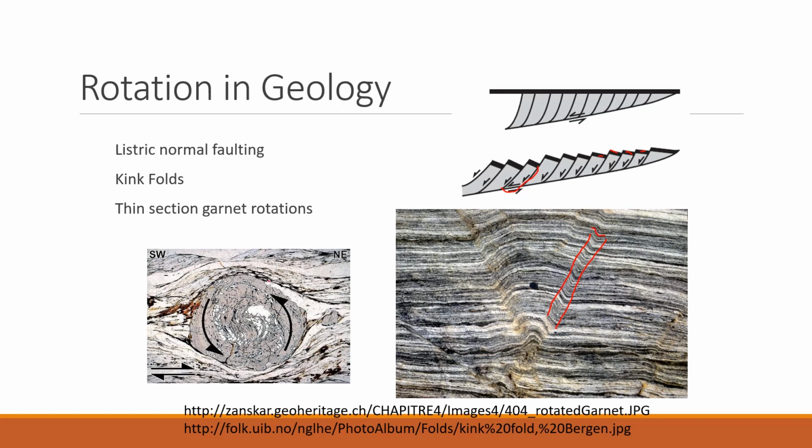And we can also have rotation on the mineral scale. So here we have an example where this garnet was undergoing shear. It was undergoing right lateral shear, and that led it to rotate, and we can actually see that it's spun a little bit, and we can see caught up in the garnet itself evidence that it's spun.